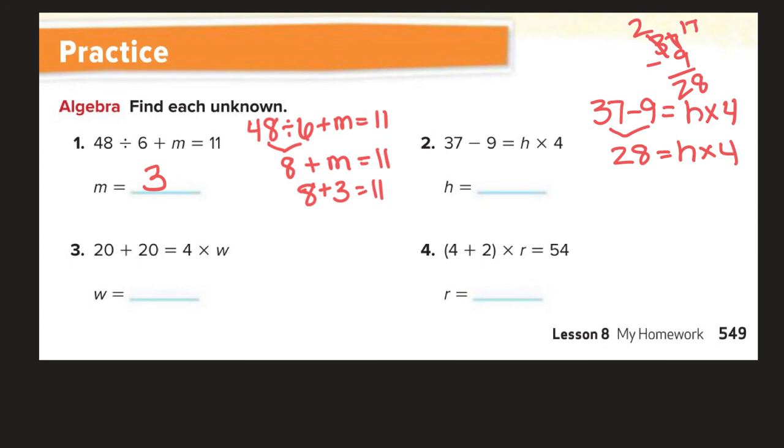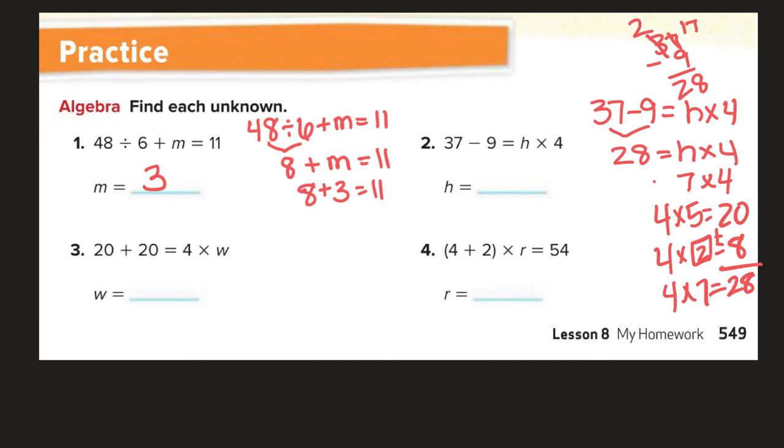So this is like saying 4 times what is equal to 28. Okay, so in my brain I remember 4 times 5 is 20. So how many more do I need to get? How many 4 times whats are going to get me to 8? Because 20 plus 8 is 28. I need 2 more. So that means 4 times 7 is 28. Okay. So that means h is 7. Boom.